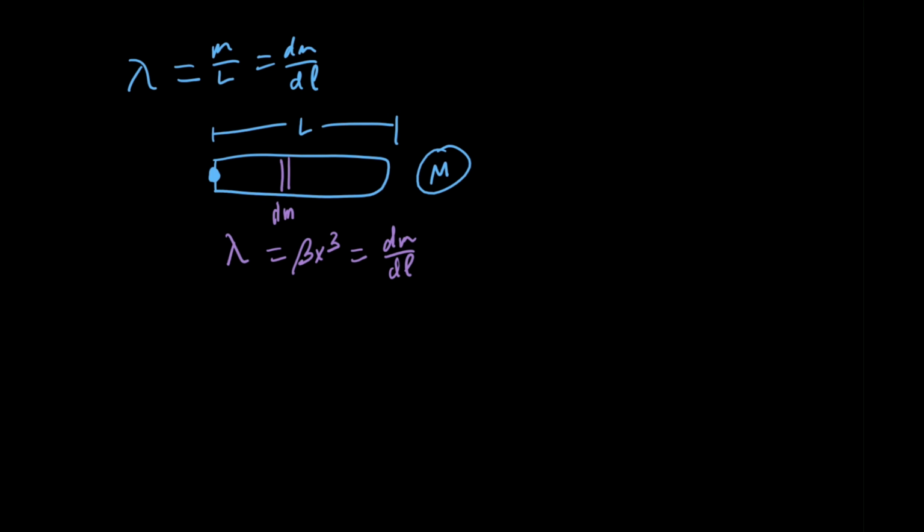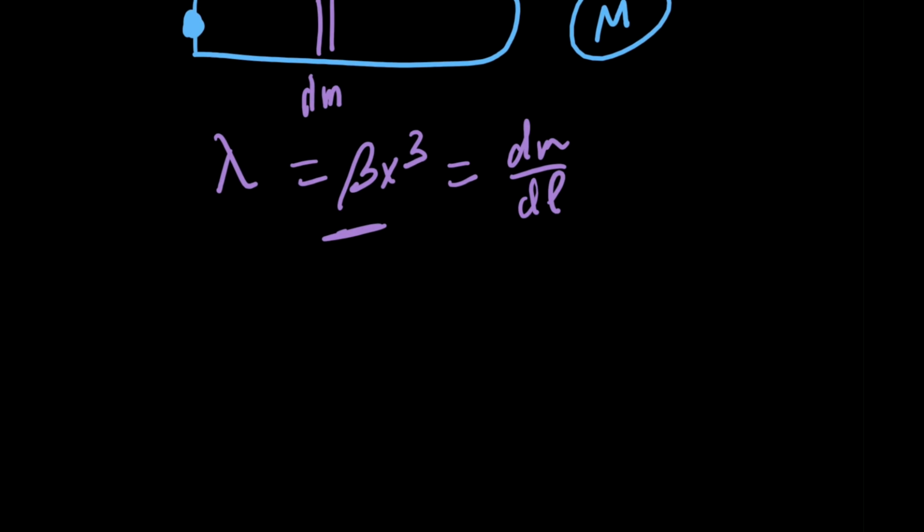The first thing that we need to figure out is what is beta. We need to figure out what beta is going to be because we can't just have a beta in the end answer. So let's try to find beta. So we know that dm dx, I'm going to call x and L the same thing, they both mean position. dm dx, and we're going to set that equal to beta x cubed.